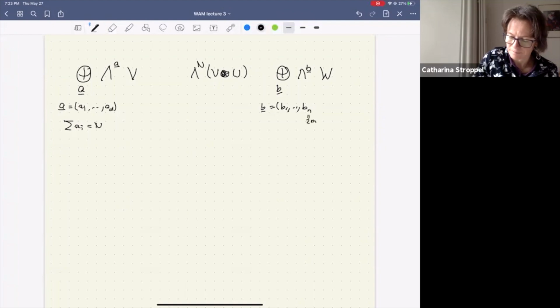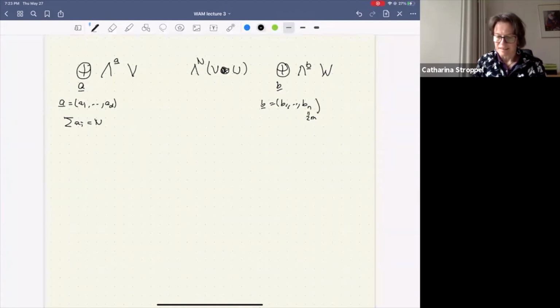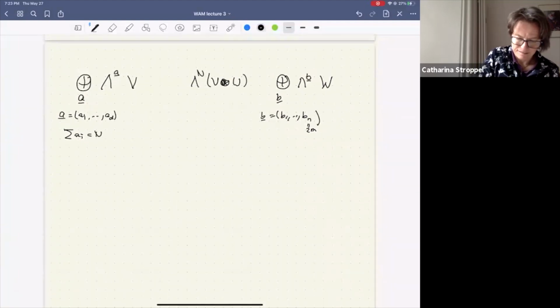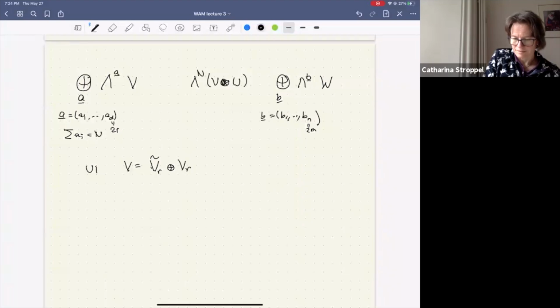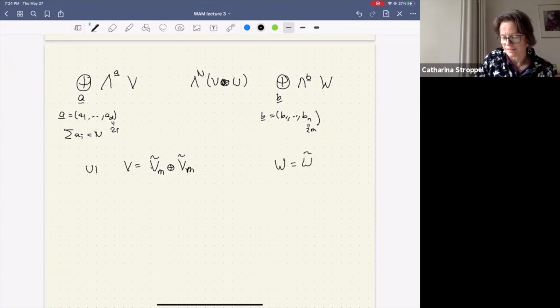N is 2m. And this D is 2R. So what you can do, you can go down to half of it. So when I take this V as a 2R dimensional space, I can take it as the first R plus the second R. Sorry, this was 2m. And the W, I can decompose as the W tilde for R plus the W tilde for R.